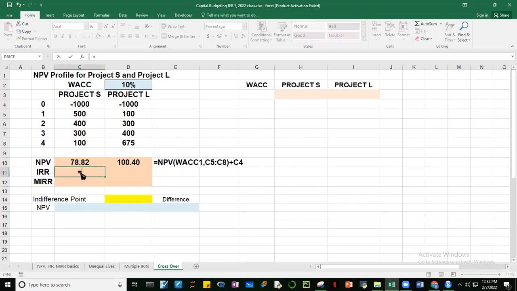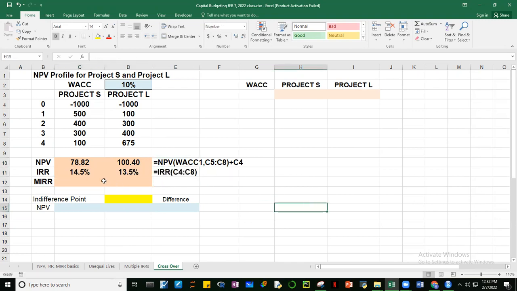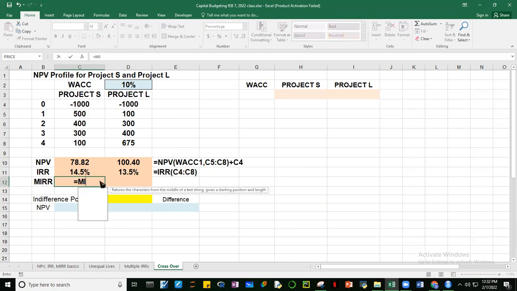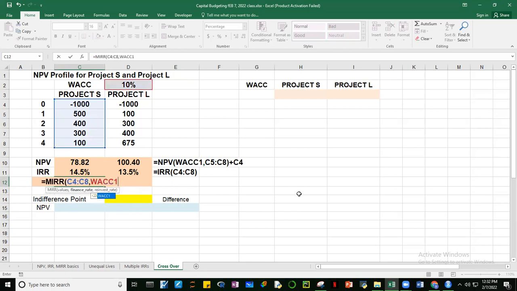How about IRR? Straightforward, IRR, values. No need for the guess, guys, kasi wala naman negative sa intermediate or last. That's simply your IRR. And lastly, your MIRR. Okay, so that's your values natin lahat, comma. Finance rate is your WACC 1, comma. Investment rate is your WACC 1 also. Okay, there.